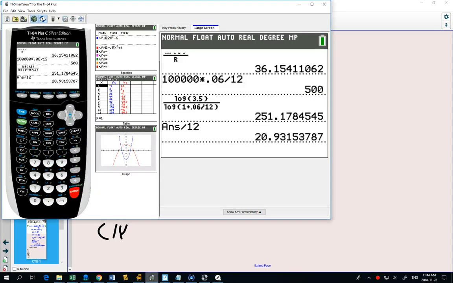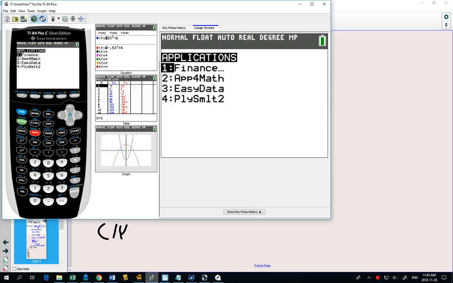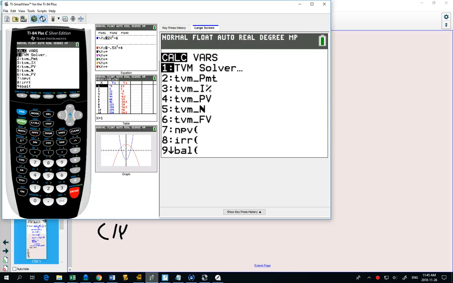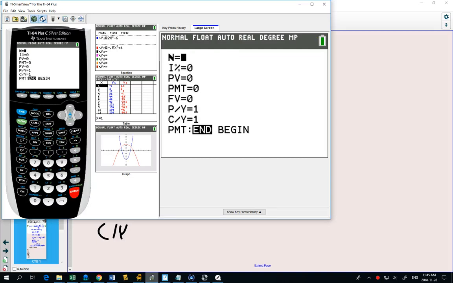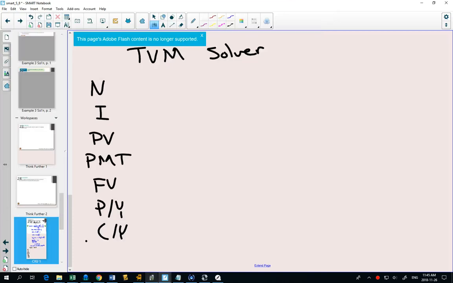So if you go to your calculator, hit the apps button, then finance, then number 1, TVM Solver, this screen comes up. Now, what we need to do is label what each of these things mean. And this is what you're going to put in your notes. N is your number of payments.